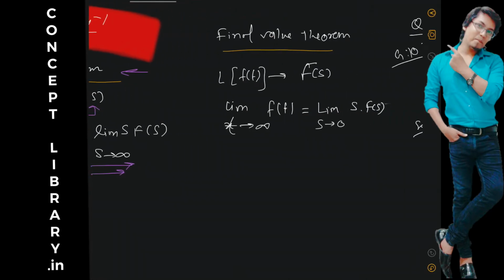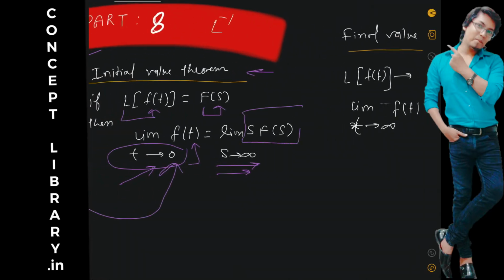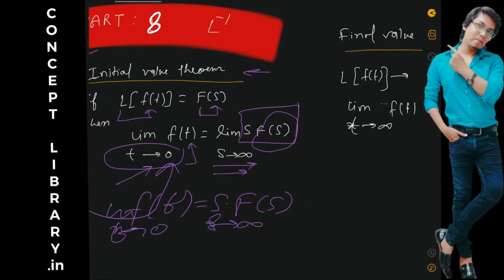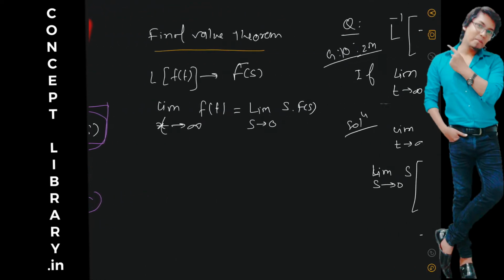And here you keep in mind, it's s into F(s). It's not only F(s), it's s into F(s). And this side you have f(t). So if here the limit is t tends to 0, then here the limit will be s tends to infinity. Now the final value theorem. In this case, if t tends to infinity, then s tends to 0. I hope it's clear, right?